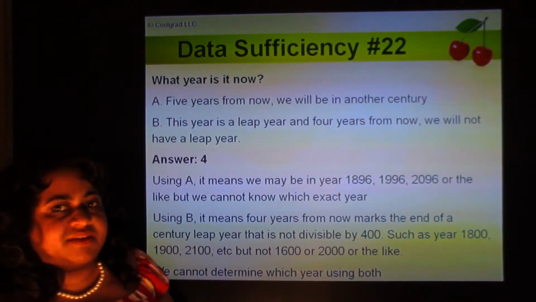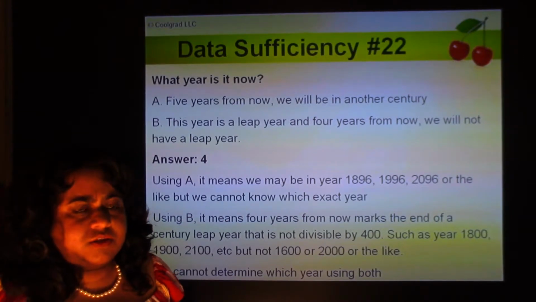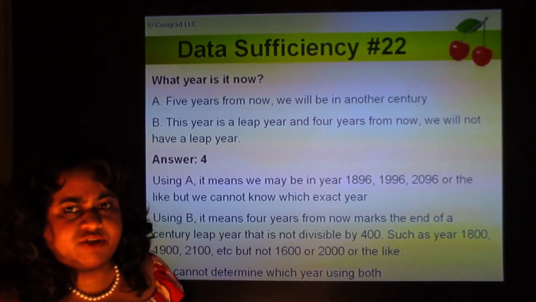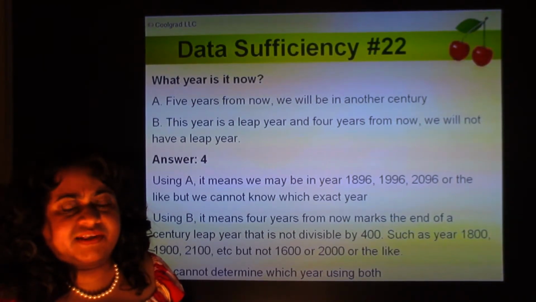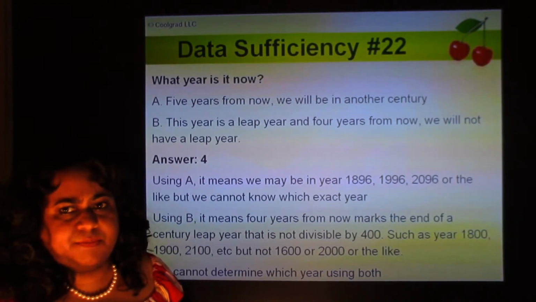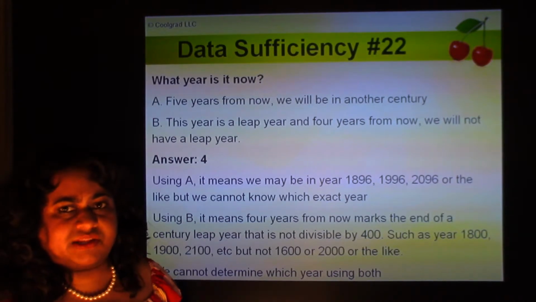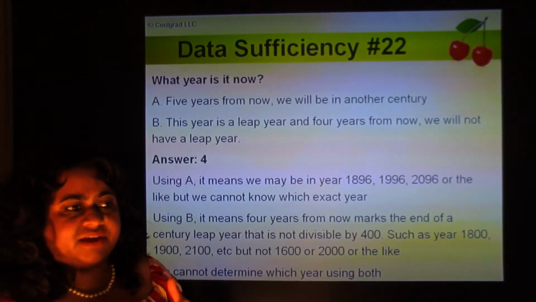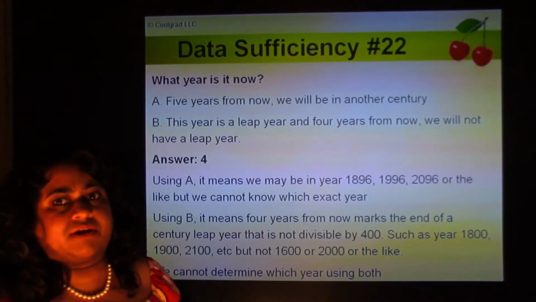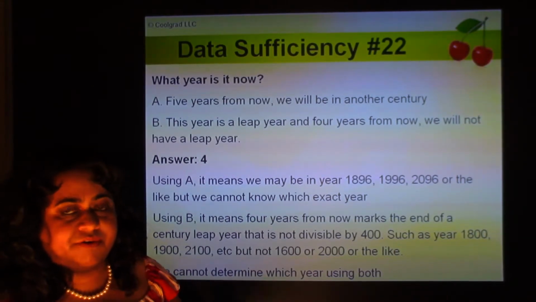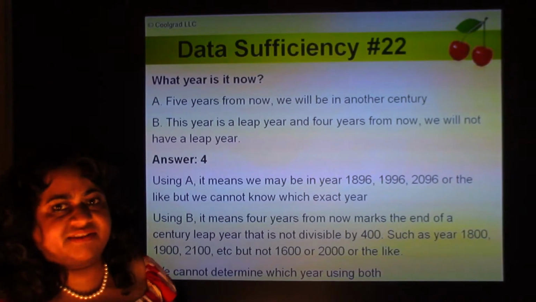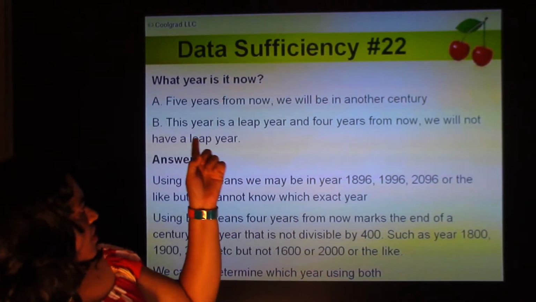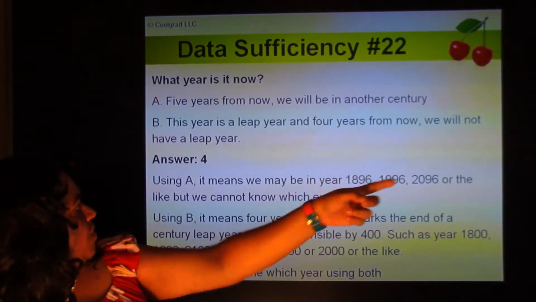So you have to remember some things related to leap years. Every 4 years we have a leap year, and when it's the turn of a century, only a year which is divisible by 400 is a leap year. Like the year 1600 was a leap year, and the year 2000 is a leap year, but the years 1800 and 1900 were not leap years. If it's divisible by 100 and not by 400, then it's not a leap year. So remember that. So this year is a leap year. 4 years from now, we will not have a leap year.